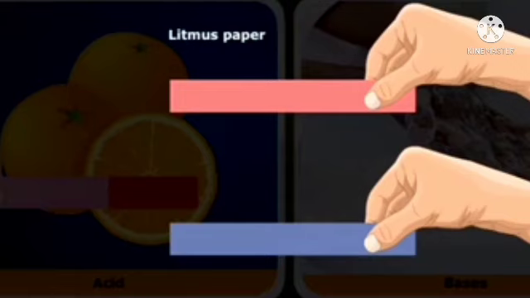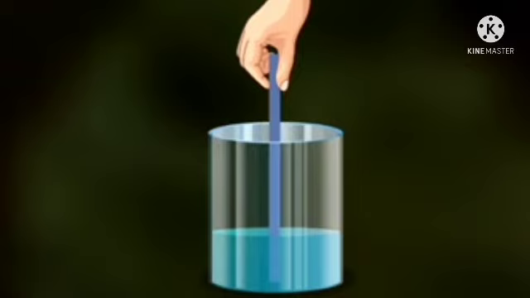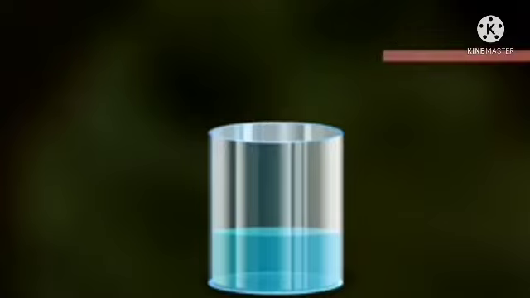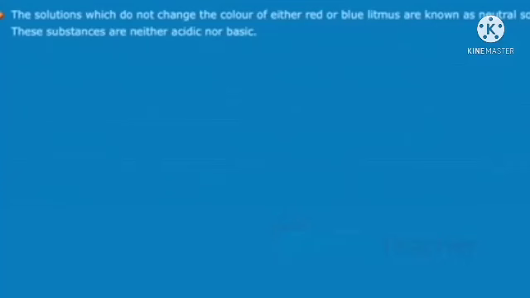Litmus paper is available in red and blue colors. A litmus paper is used to test the acidic or basic nature of a solution. When a litmus paper touches an acid, the blue coated paper changes to red color. Similarly, when litmus paper touches a base, the red coated paper changes into blue color.